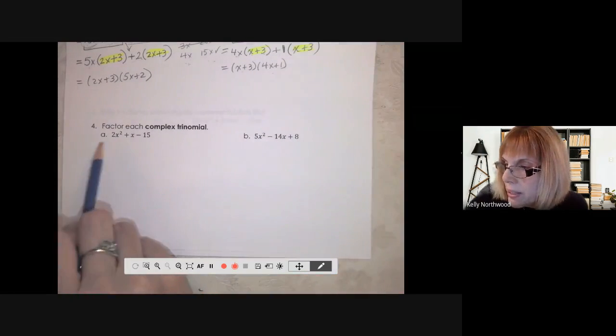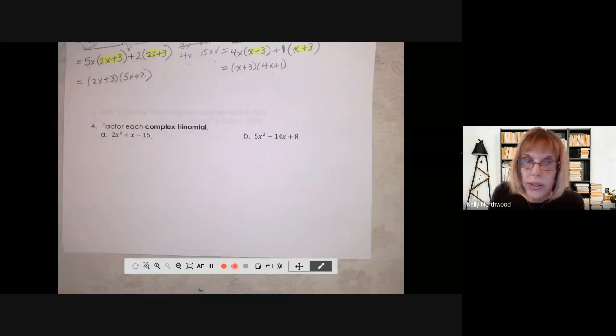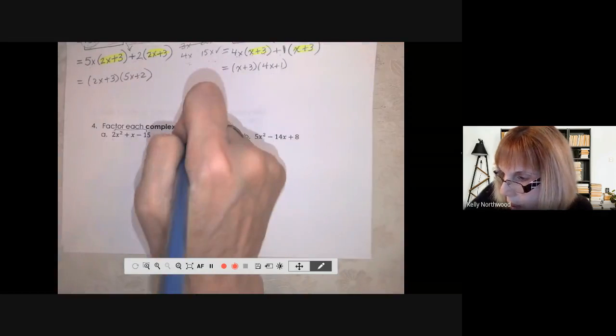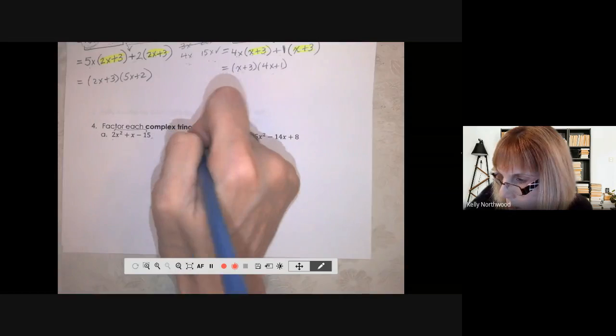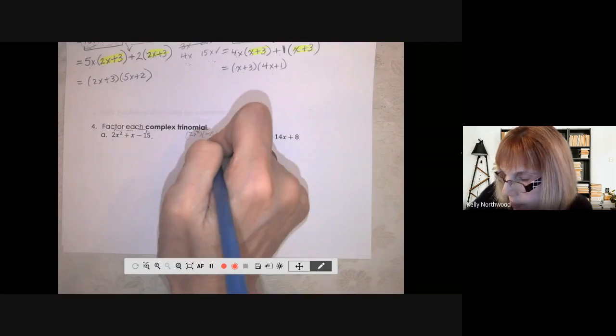So again, I am seeing this as a complex trinomial because it starts with a 2 in front of the x squared, and 2 is not common to all of the terms. So your first step is still going to be to multiply the first by the last, but this time you're multiplying 2x squared by negative 15. So that gives you negative 30x squared.